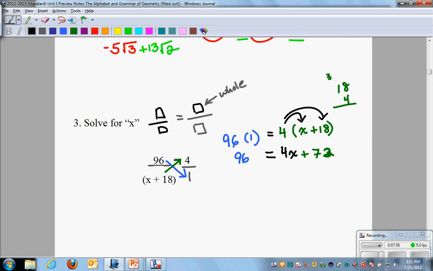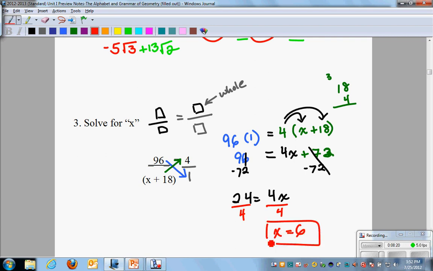Now we're going to solve. Minus 72. 6 minus 2 is 4. This is 24 equals 4x. We divide by 4. And of course we get then x equals 6. Those are the review of the basic algebra skills that you need for this class.